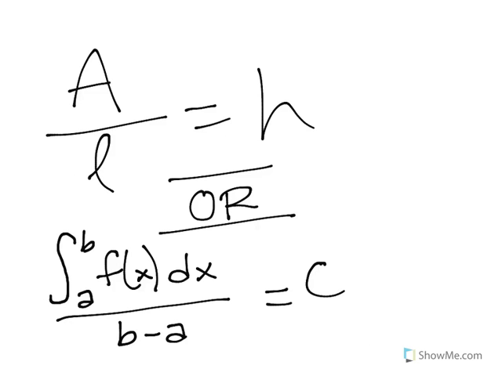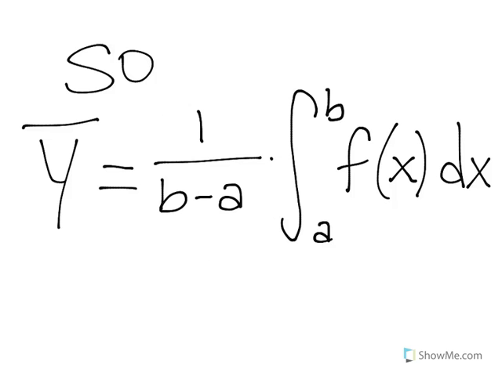Now, looking at that, we can change it so that the area over the length equals the height. We know the area, or the definite integral, and we know the length, b minus a, so the definite integral divided by b minus a will give us our c value. So then we can set up this equation. Y bar, or the average value, is equal to 1 over b minus a times the integral from a to b of f of x with respect to x.